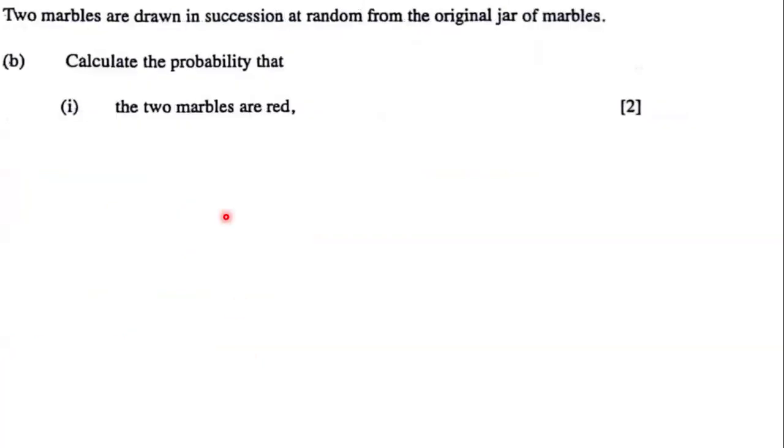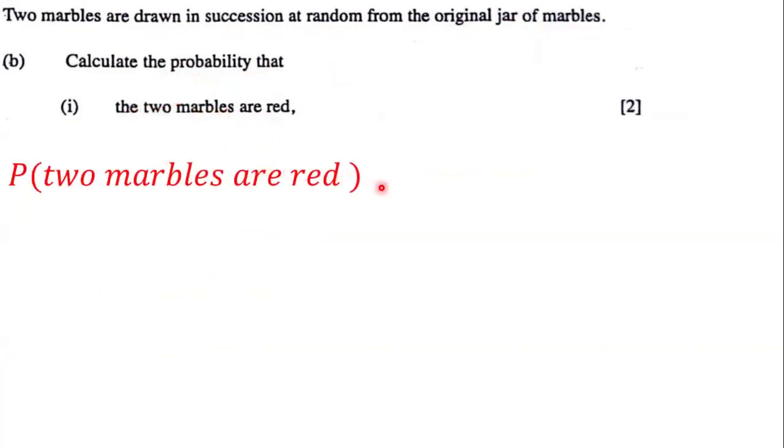Next, we have to figure out the probability that 2 marbles are red, but they give us some more information. They say that 2 marbles are drawn in succession at random from the original jar of marbles. Calculate the probability that 2 marbles are red. So the probability that 2 marbles are red is going to be 6 over 16 multiplied by 5 over 16.